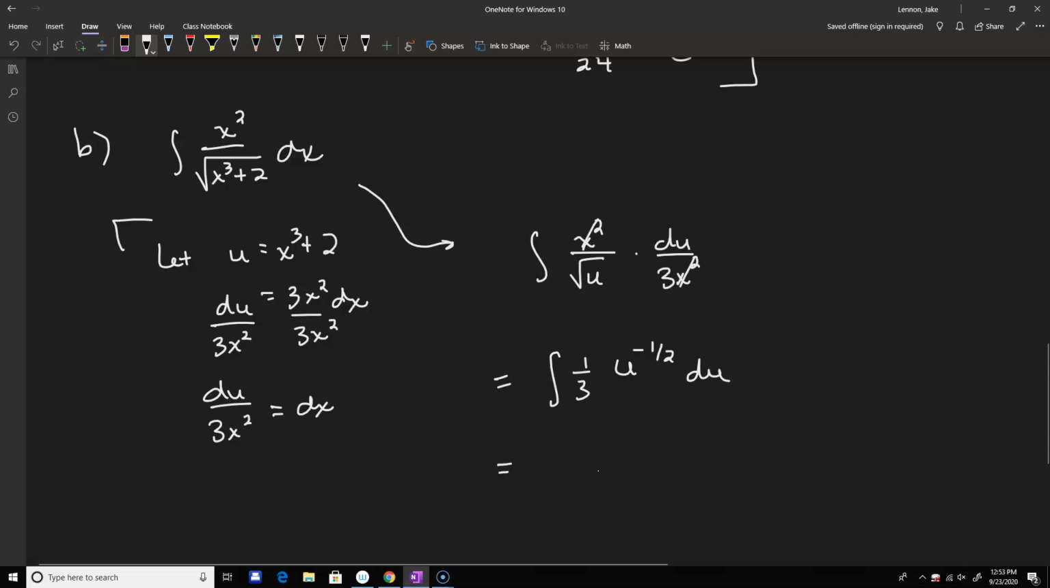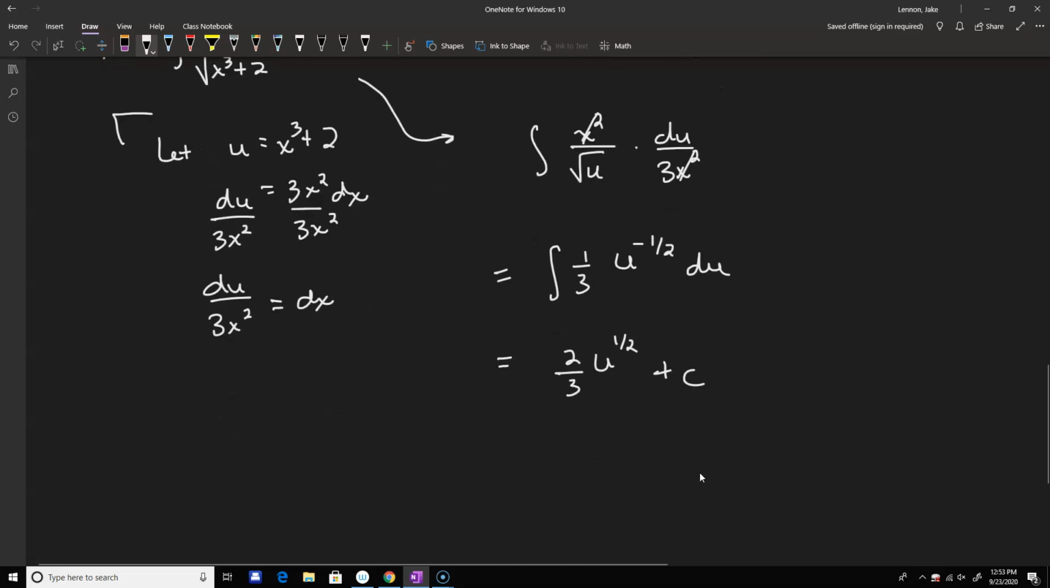So when you add 1 to the power, negative 1/2 plus 1 is u to the positive 1/2, and then dividing by 1/2 is the same as multiplying by 2. So we get 2 times 1/3, which gives us 2/3, plus our constant of integration. So this is going to leave us with 2/3, change u back to the original x cubed plus 2, and let's change the 1/2 power back to a square root. So we have 2/3 square root of x cubed plus 2 plus our constant.